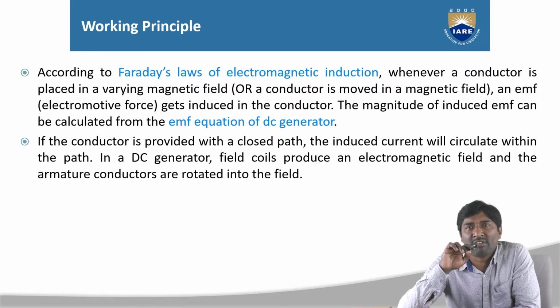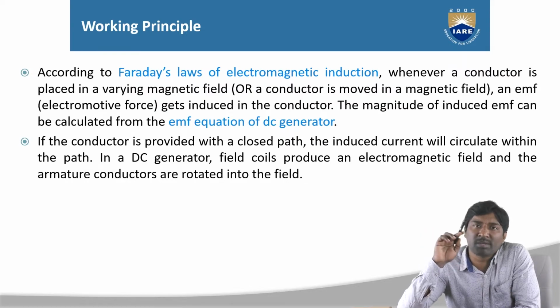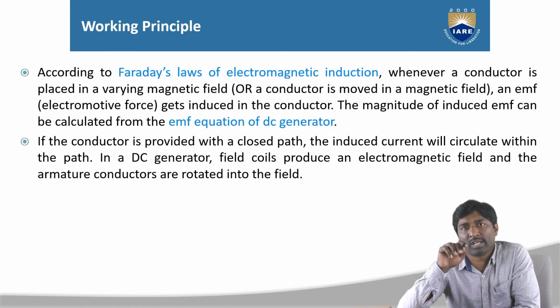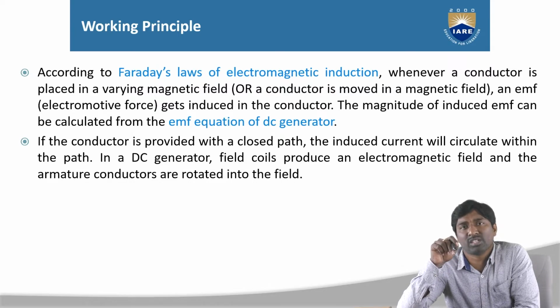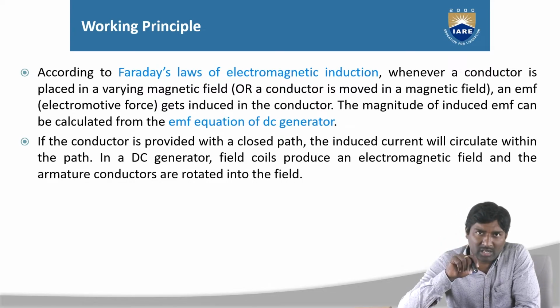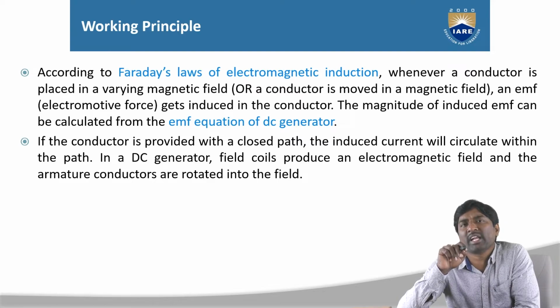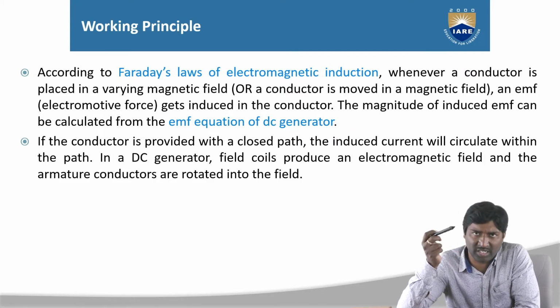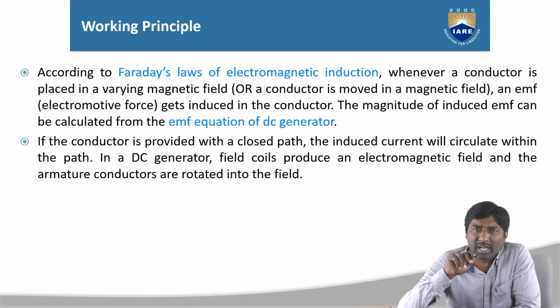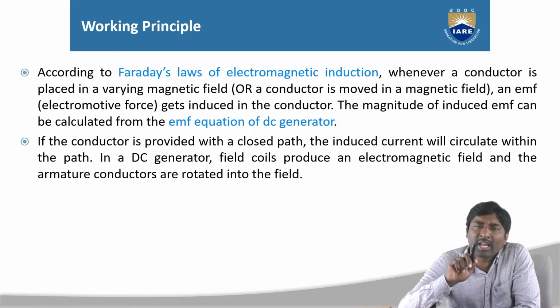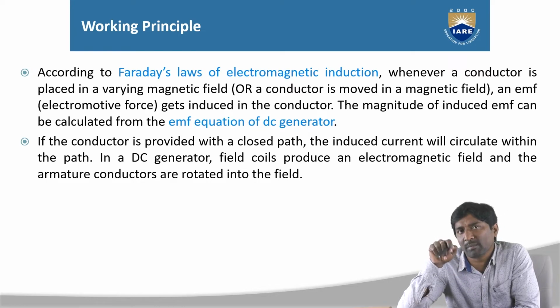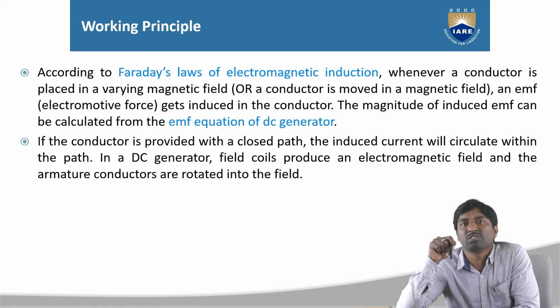So whenever the current carrying conductor is placed in the magnetic field, we are getting two types of induced EMF here. One is the dynamically induced EMF as well as the statically induced EMF. Then you will get one doubt here. What is the difference between the dynamically induced EMF and statically induced EMF? Coming to dynamically induced EMF, according to Faraday's first law, I am taking here a current carrying conductor. If it is placed in the magnetic field, then we are getting the induced EMF.